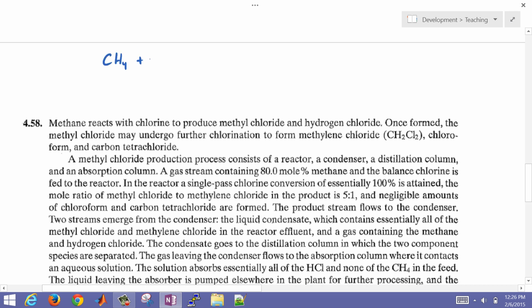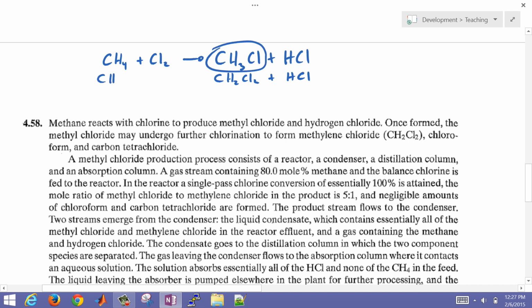So CH4 plus chlorine to produce, and this is going to produce methyl chloride, okay, plus HCl, hydrogen chloride. Okay, so once formed, the methyl chloride may undergo further chlorination to form methylene chloride. Okay, so it's going to form this methylene chloride with 2 Cl's, and in this case, it's just going to be this species here that's going to react further with the chlorine.